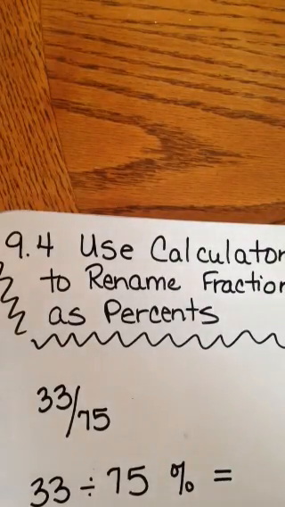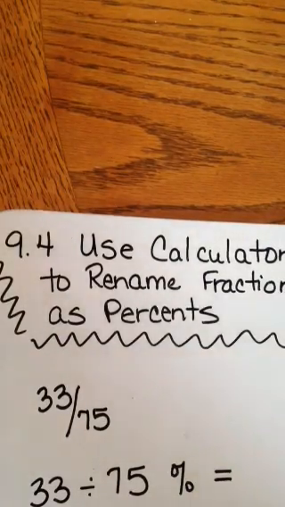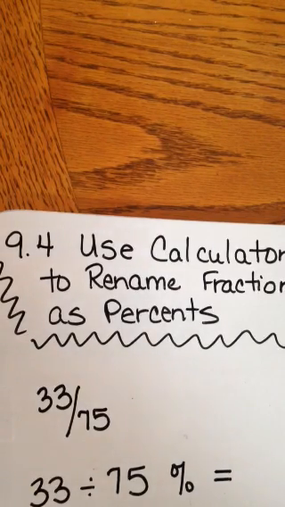Today we're going to talk about lesson 9.4, using a calculator to rename fractions as percents. Last time we did using a calculator to take fractions and convert them into a decimal, so we're going to take that one step further today and rename them as a percent.